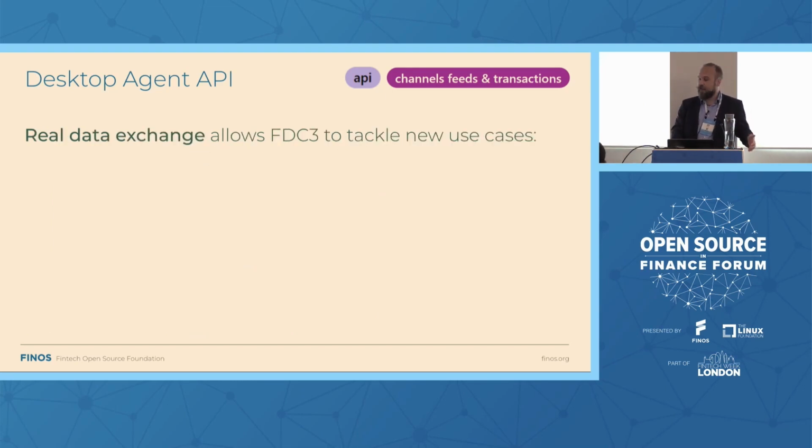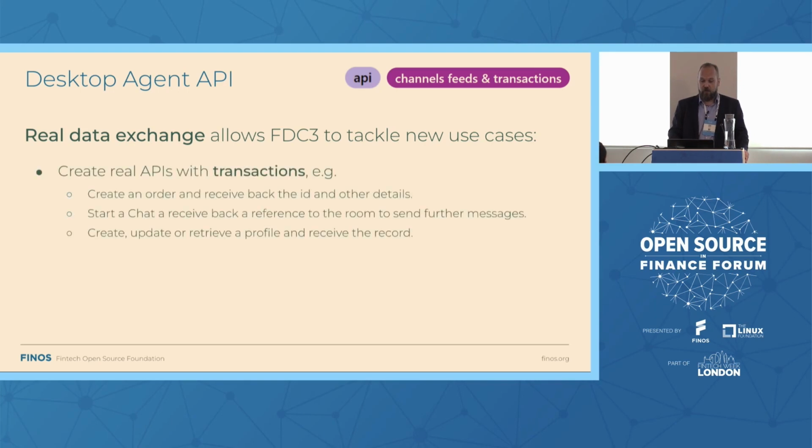Now, enabling real data exchanges mediated by the desktop agent allows FDC3 to tackle loads of new use cases. For example, you can now create real API transactions just on the desktop. So creating an order in an OMS or a new room in a chat app and receiving the details is a useful thing to do. Essentially, you could now automate any form of CRUD operation that you need to do from one application to another. You can send it over there, get back the updated details. If you've just updated a record, you can have the updated record back and see it all merged. And you can carry on your workflow with that data.